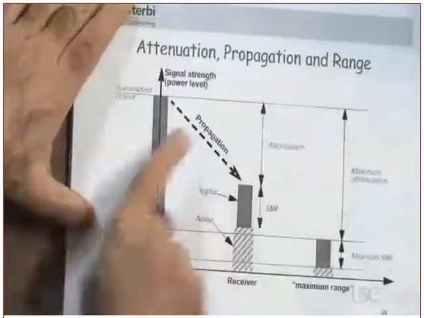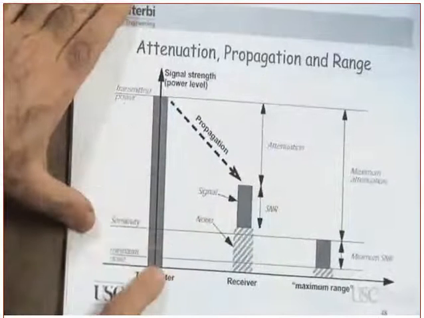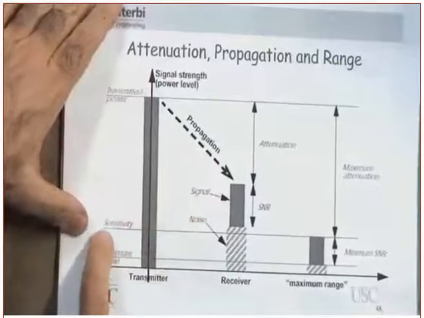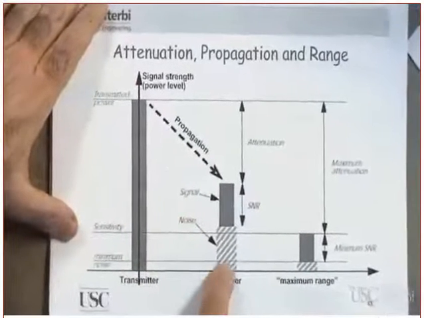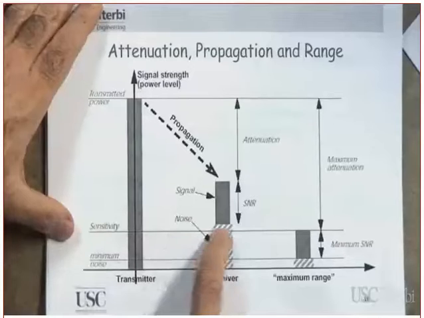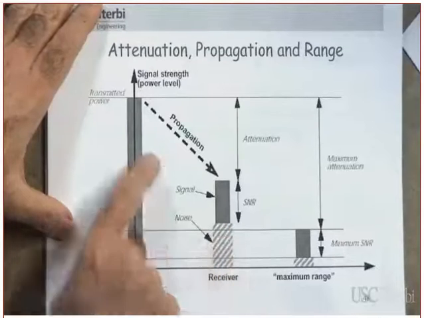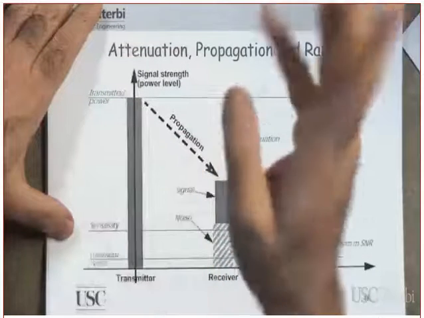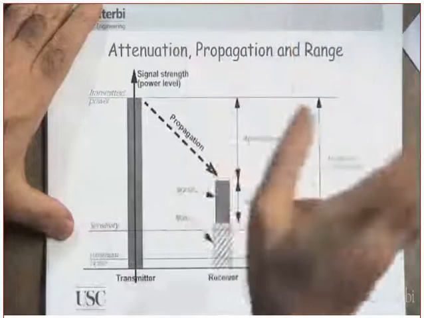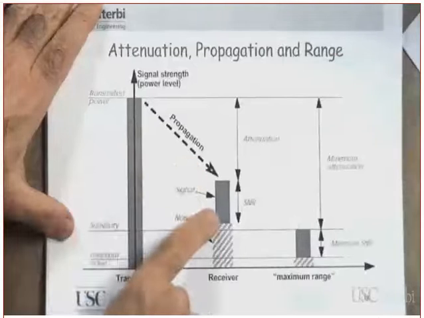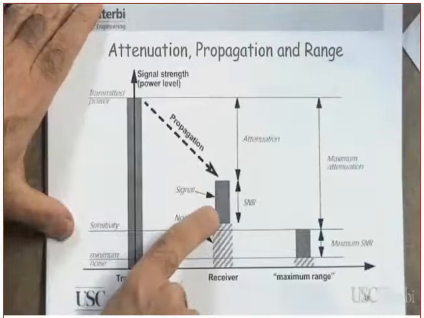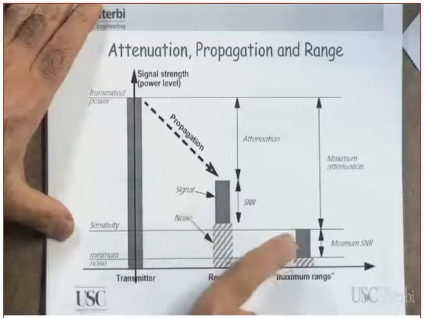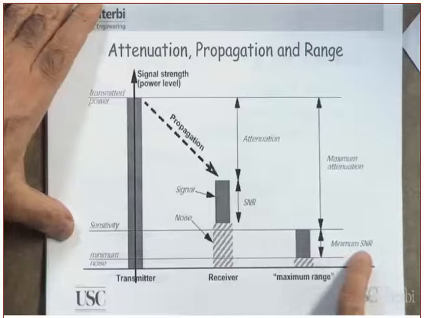This is attenuation and propagation. When you transmit at what power? This is the power. This is the sensitivity. Look at the noise. This is the noise. Sensitivity is just at the noise level. As you propagate, even if there is no multipath, the signal is attenuated. The signal cannot be attenuated below this one. This is called the minimum signal to noise ratio.